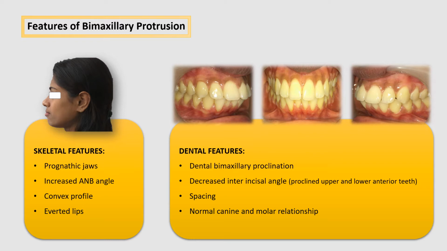And what are some of the skeletal features? Prognathic jaws, increased A and B angle. The patient will have a convex profile and also presence of everted lips.